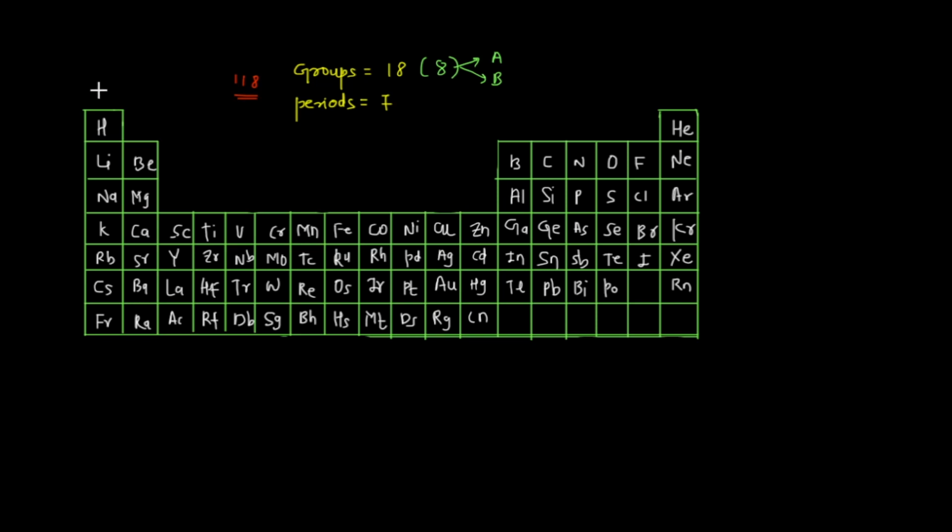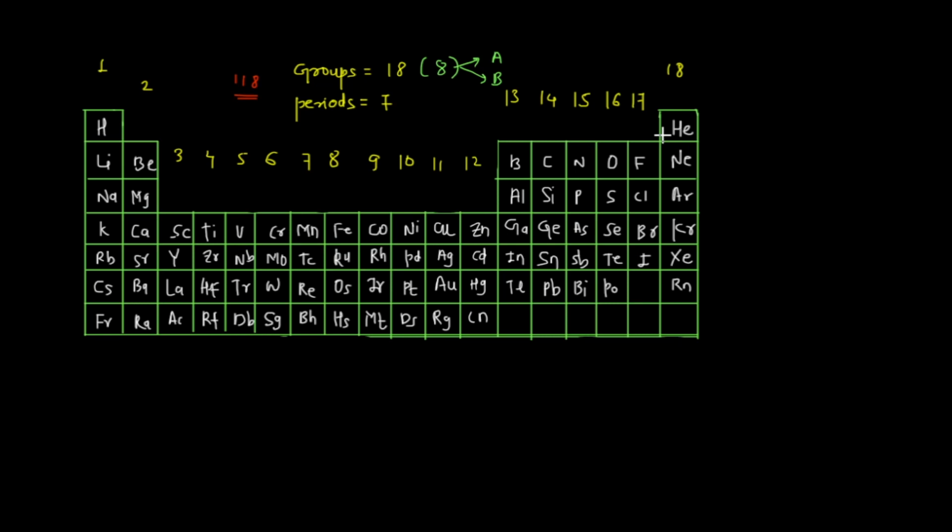Here, this is the first group, this is the second group, third group, fourth group. This is fifth, sixth, 7, 8, 9, 10, 11, 12. Next 13, 14, 15, 16, 17 and 18. So these are the 18 groups in the periodic table.